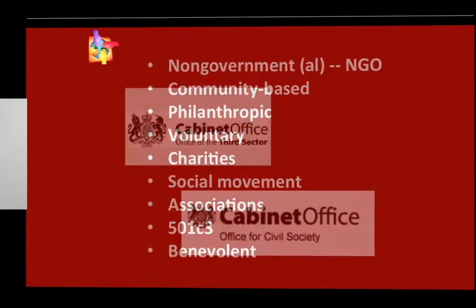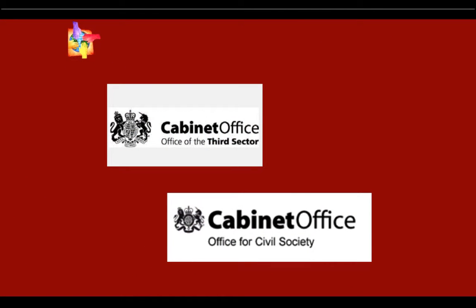Here are some examples. In the United Kingdom, under the Labour government, there used to be a Cabinet Office of the Third Sector. When a Conservative coalition came into power in 2010, they changed the name of that office from the Cabinet Office of the Third Sector to Cabinet Office for Civil Society. Same office, okay, slightly different ideological bent, but it's still the same office.